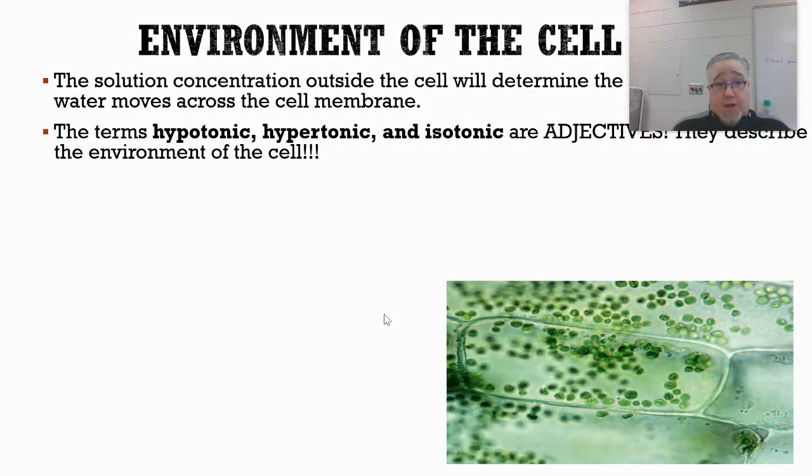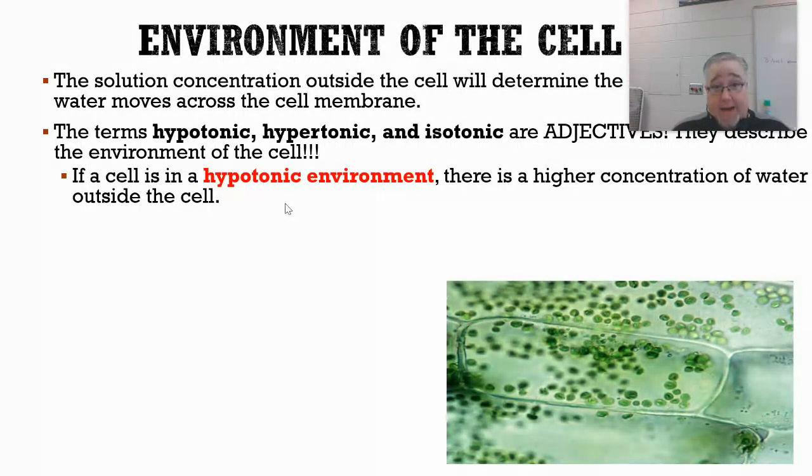Okay, so the first term is called hypotonic. It says there's a higher concentration of water outside the cell. So think about a cell in which what's on the outside of it has a higher concentration of water than what's on the inside. So think about which direction water would move. Okay, I'll show you an animation in a few minutes that will help prove to you what happens.